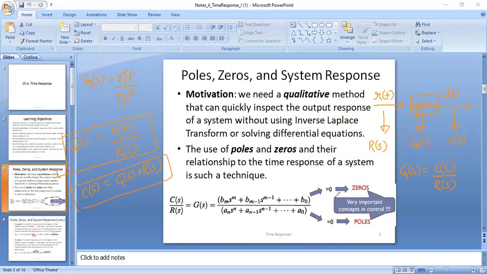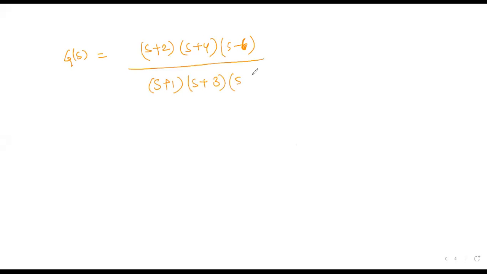Now the zeros and poles. What are zeros and what are the poles? Suppose we have some transfer function as (s plus 2)(s plus 4)(s minus 6) upon (s plus 1)(s plus 3)(s minus 5). What are these? These are your roots, right?